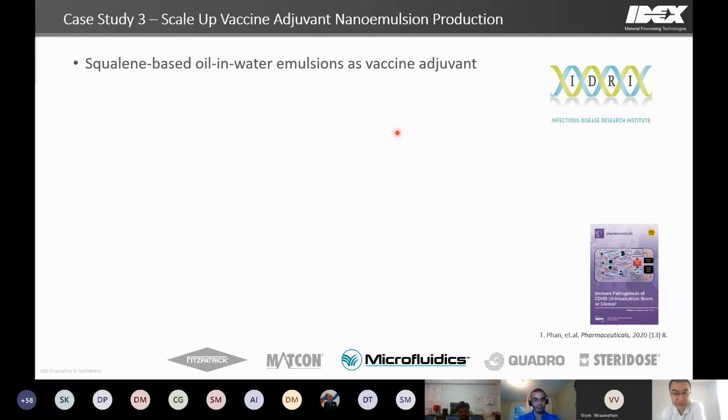The formulation of interest here in this study is IDRI's own squalene-based nanoemulsion developed as a vaccine adjuvant. Squalene-based emulsions have been proved to be effective vaccine adjuvants and have been used in several approved vaccines, such as the MF59 developed by Novartis, which is used in Fluad, the seasonal flu vaccine, and GSK's AS03 adjuvant used in the pandemic flu vaccines.